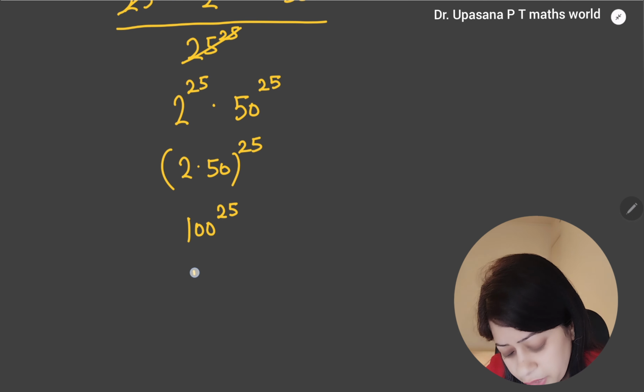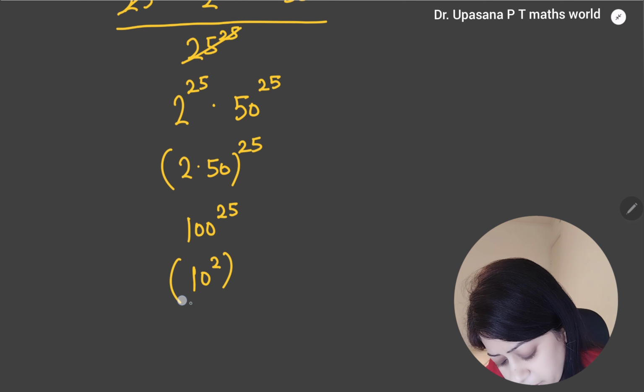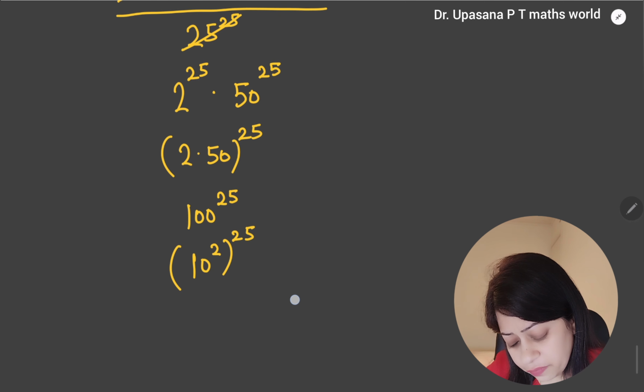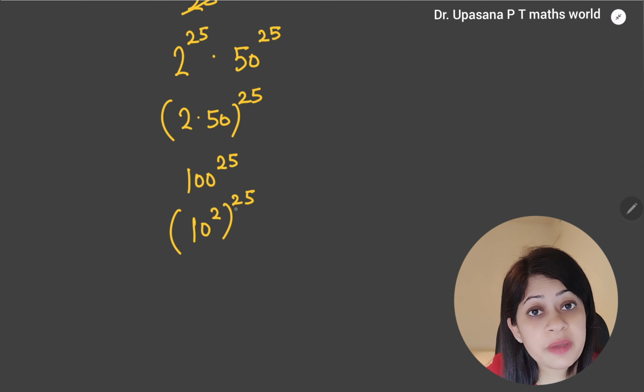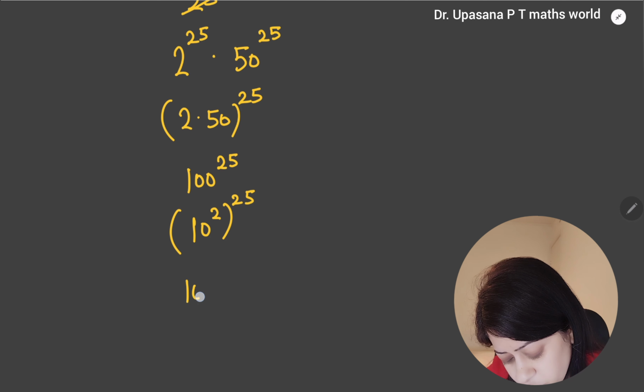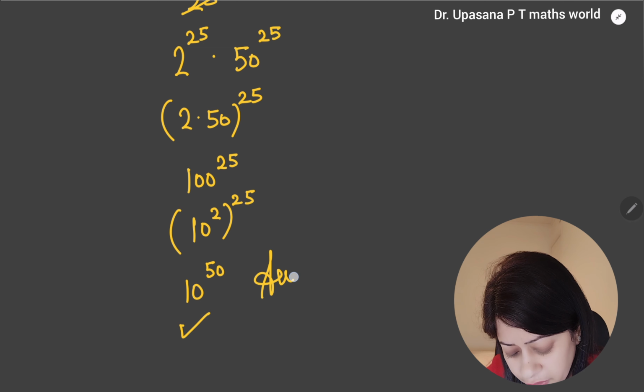Now what is 100? 100 is 10 square. So 10 square raised to power 25, and a raised to power m raised to power n, the powers can be multiplied. So 10 raised to power 2 times 25 is 50. And this is our answer.